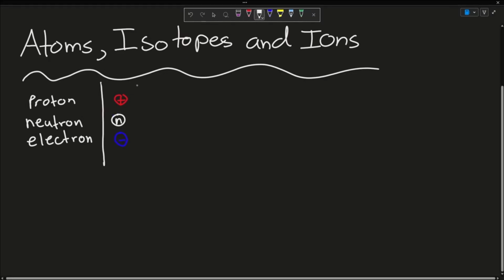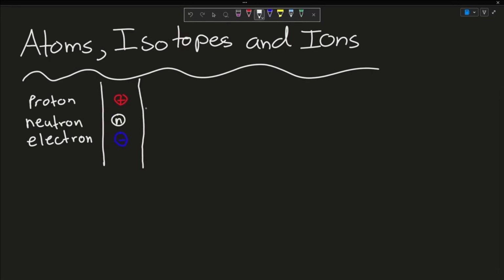Now, we also probably already know that the proton, neutron, and electron have electric charges, and relatively speaking, the proton has a charge of +1, the neutron has a charge of 0, because it's neutral, which is in the name, and the electron has a relative charge of -1.